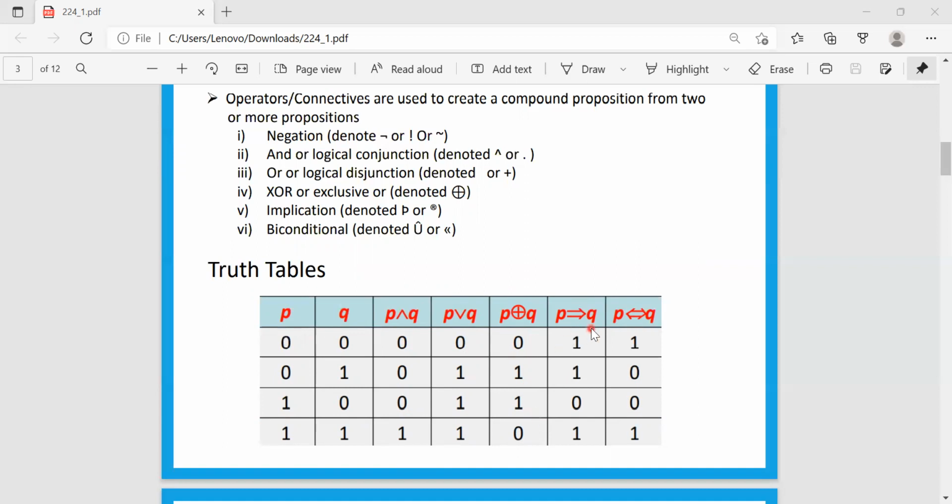P implies Q: if P is true, then Q should be true. The biconditional is the condition where P implies Q and Q implies P.